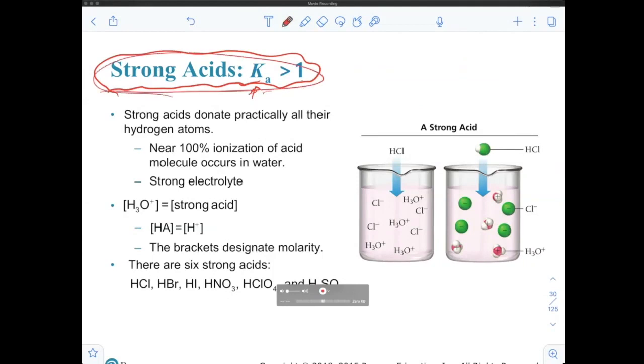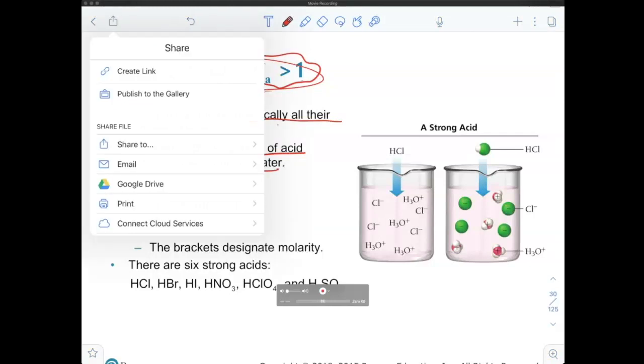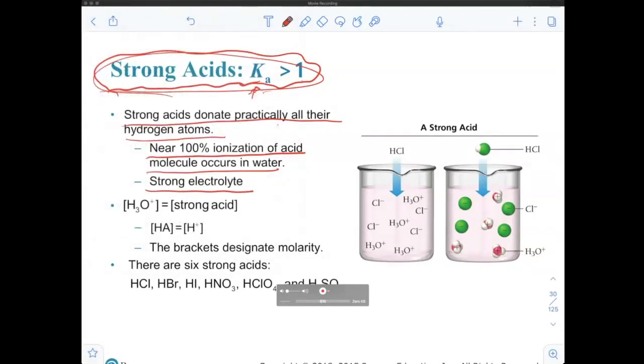The bigger the Ka value, when the Ka value is bigger than 1, you're looking at a strong acid. We just said before, strong acids donate practically all their hydrogen atoms. Their bonds are so weak. The bond holding the hydrogen is so weak that you have near 100% of the acid ionizing in water. Okay? We said before, this is a strong electrolyte. So now that sounds like a review, right?